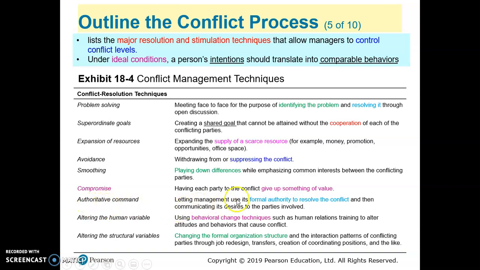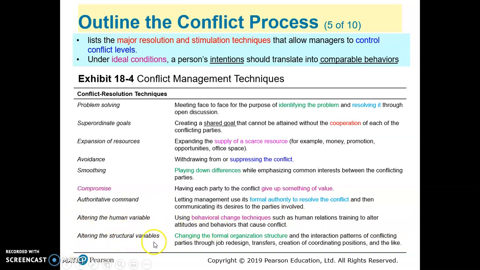Authoritative command is letting management use its formal authority to resolve the conflict. Some people cannot manage the conflicts themselves personally, so they ask the management or the organization to resolve them. Or altering the human variable, for example, using behavioral change techniques such as human relations training. So asking HR to do some training to alter the attitudes and behaviors that cause the conflicts. This is more of a long-term solution, because changing attitudes and behavior takes time.